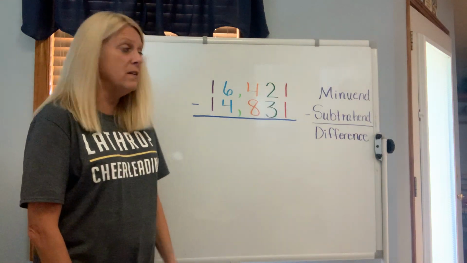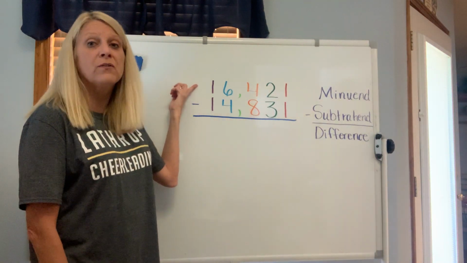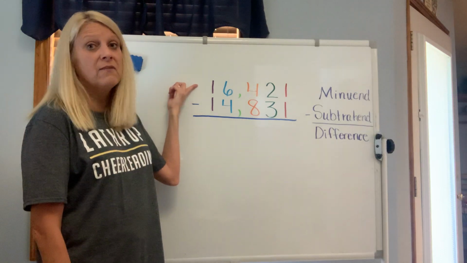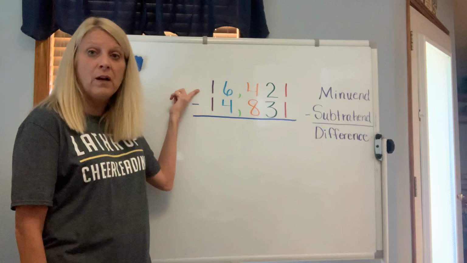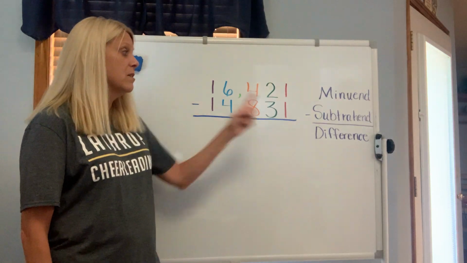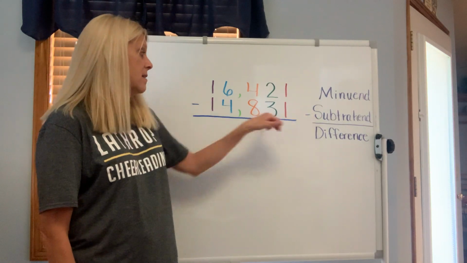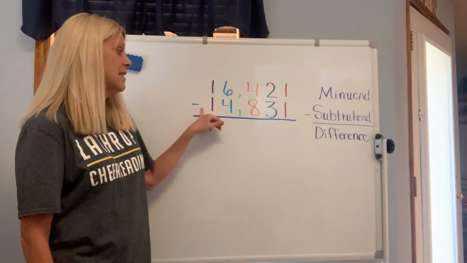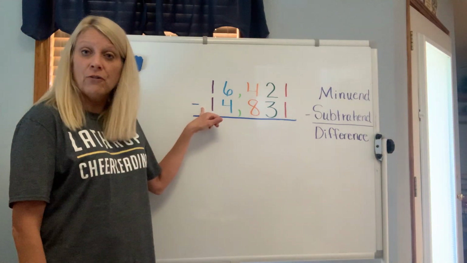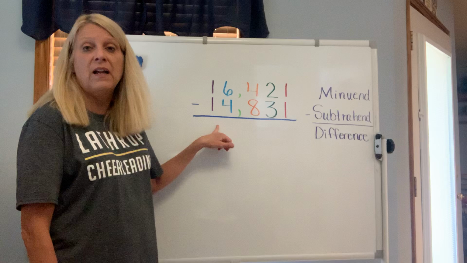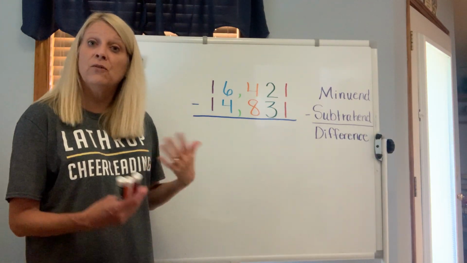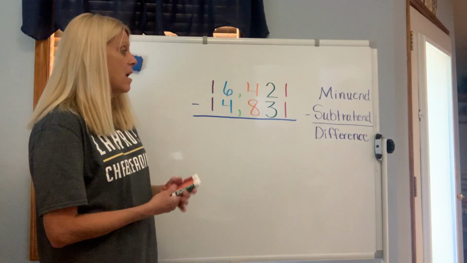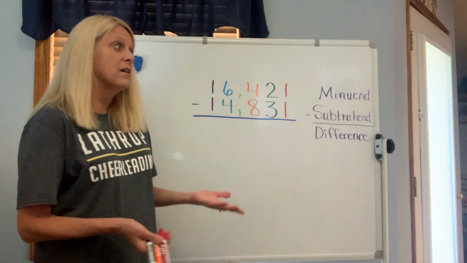We have our minuend, which is the larger number, the number that we are subtracting from. Here we have 16,421. We subtract our subtrahend. Here we have 14,831, and we will find our difference, the difference between the two, or our answer. All right, let's get started.